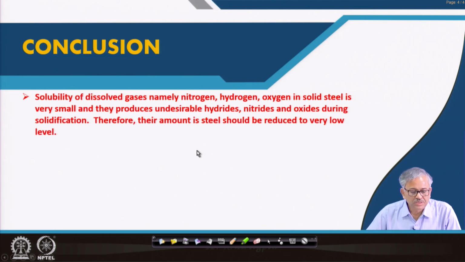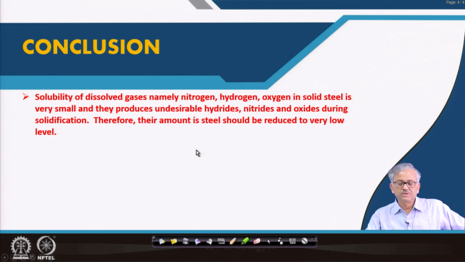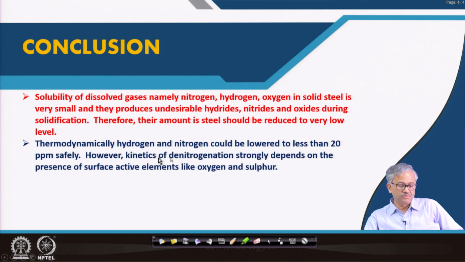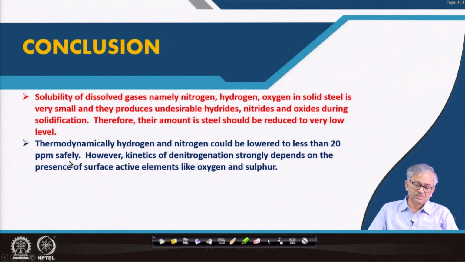So in conclusion, we can see the solubility of dissolved gases, mainly nitrogen, hydrogen, and oxygen, in the solid state is very small, and they produce very undesirable hydrides, nitrides, and oxides during solidification. Therefore, their amount in steel should be reduced to a very low level. Thermodynamically, hydrogen and nitrogen could be lowered even below 20 ppm safely, but in actual practice it is not. Kinetically, nitrogen removal especially is very difficult in the presence of oxygen and sulfur.